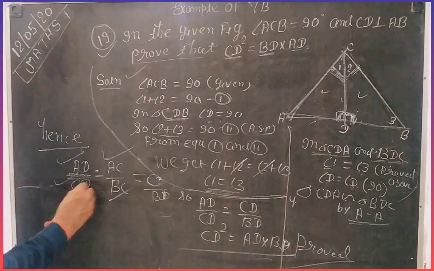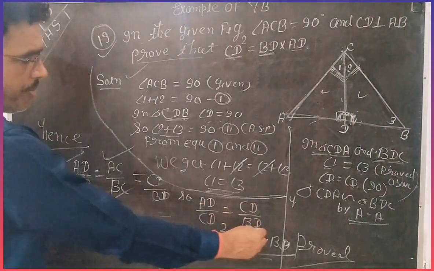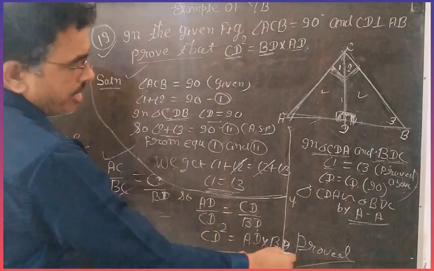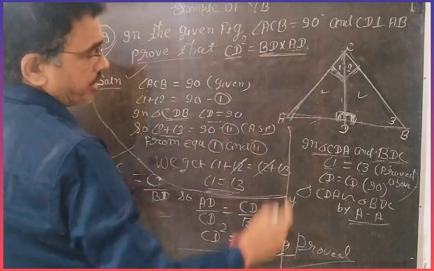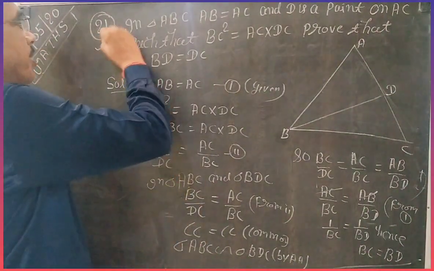Your question is CD square. So this CD and CD you take at a time. AD by CD is equal to CD by BD. And by cross multiplication, CD square is equal to AD into BD. It is what is required in your question. That's okay. Now see question number 21.